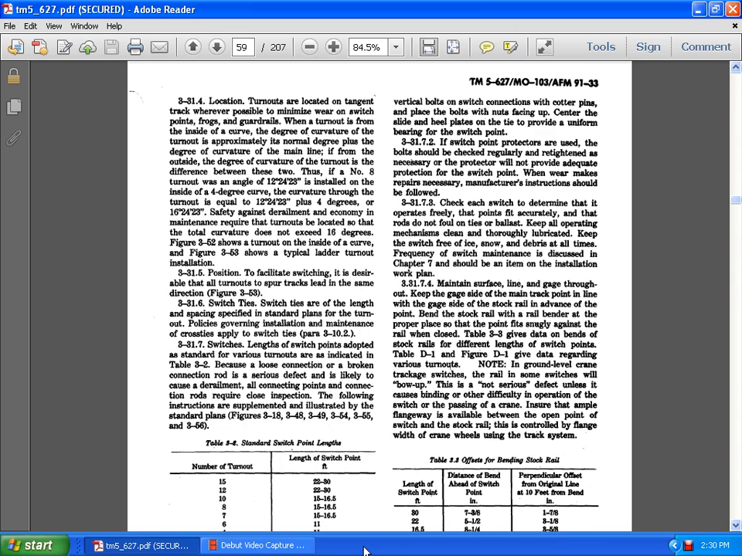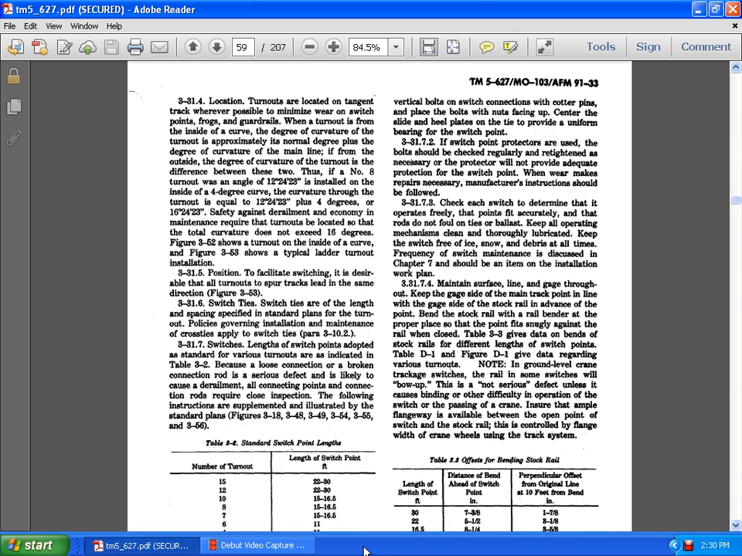Safety against derailment and economy of maintenance require that turnouts be located so that the total curvature does not exceed 16 degrees. Figure 3.52 shows the turnout inside of curvature. Figure 3.53 shows a typical ladder turnout installation.